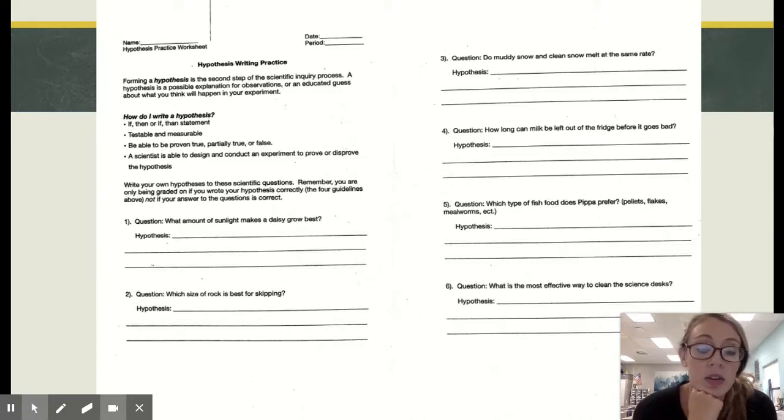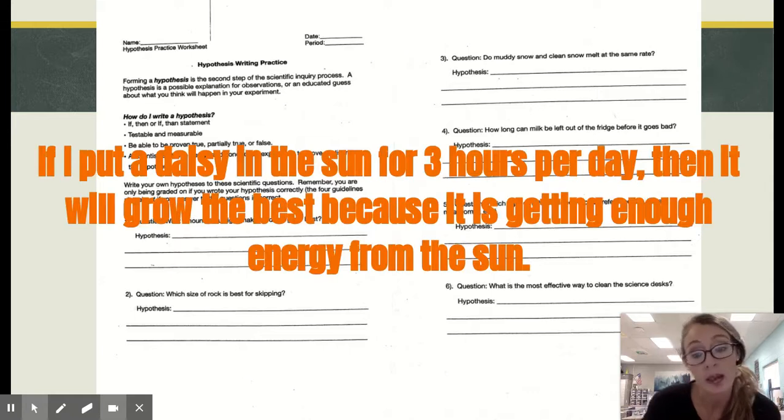So let's do number 1 together. So what amount of sunlight makes a daisy grow best? If I put a daisy in the sunlight for 3 hours a day, then it will grow the best because it is getting enough energy from the sun. All right, so there's your hypothesis. And in this, normally you would give a specific amount of growth that you could measure. In this case, since it doesn't tell us how it's going to measure growth, if it's size-wise, or mass, or height, you can choose if you want to. But since it says the best, we're just going to put the best, right?